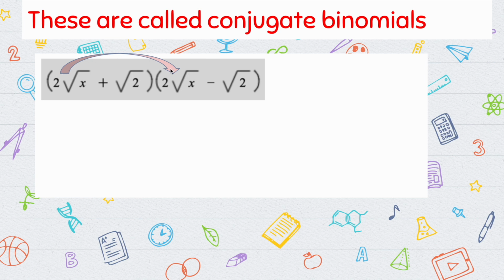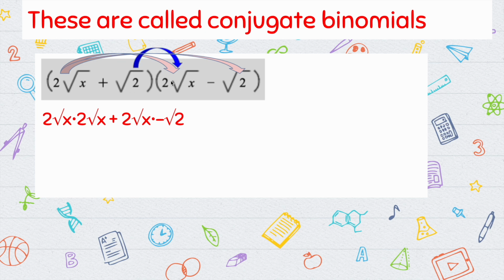So here's first, I have 2 square root of x times 2 square root of x. And then I'm going to go outside. So that's from outside to outside, in case you weren't sure what outside meant. 2 square root of x times negative square root of 2. Remember, don't forget to bring that negative. All right, now I'm going to do this next one. So inside, I have square root of 2 times 2 square root of x. And then last. So square root of 2 times negative square root of 2. So here we have that.